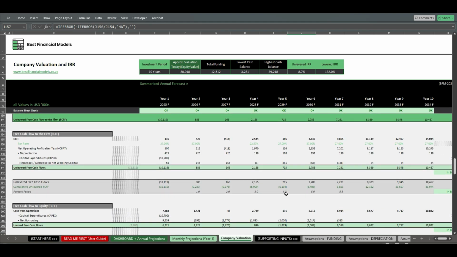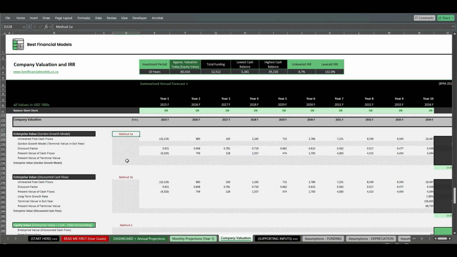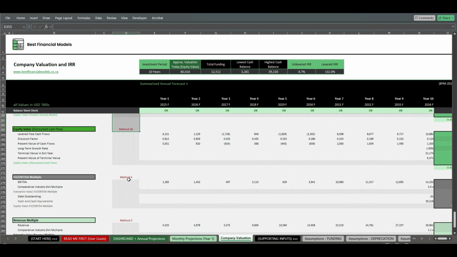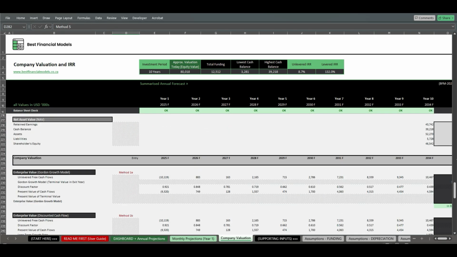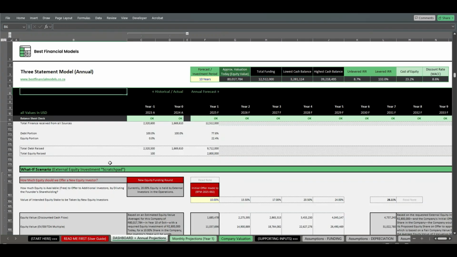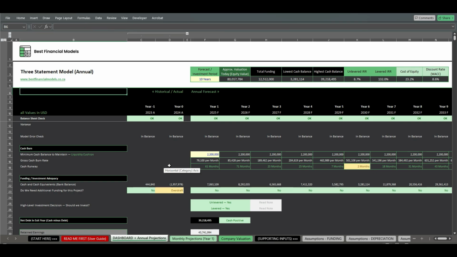You'll see there's no yellow shaded blue text cell, so there are no input requirements from you. Everything is done for you. Valuation methods 1, 2, 3, 4, and 5 are done for you. No need to think about or worry about completing those complex formulas.